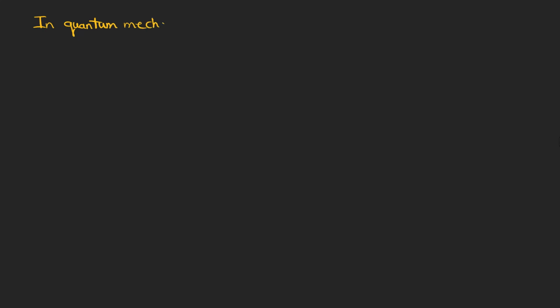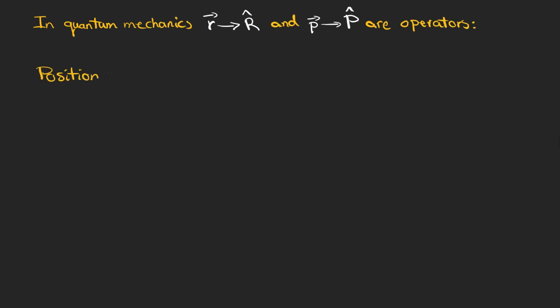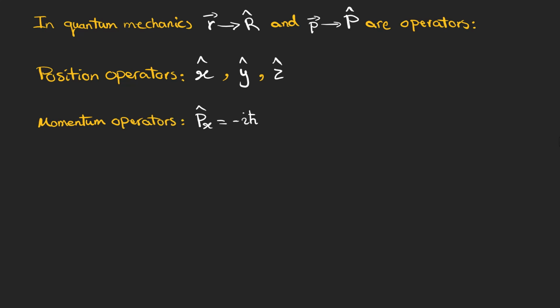In quantum mechanics, position and momentum are operators. So for the three components of the position, we have x, y, and z as operators, and the three operators for momentum are px, py, and pz, and we can write them as minus i h bar d/dx, minus i h bar d/dy, and minus i h bar d/dz. And these are some operators that can operate on state vectors or state functions.